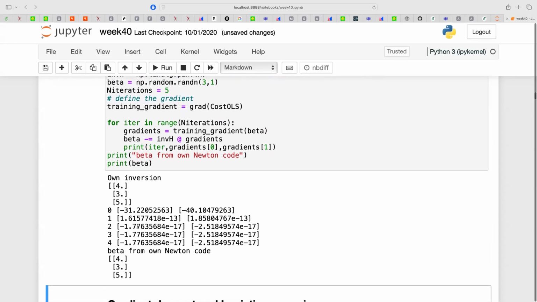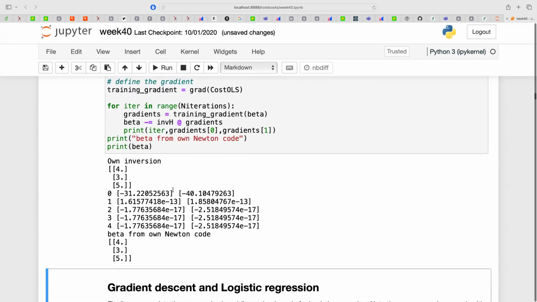what you will see now is that own inversion gives this. And these are the gradients which I have after some few iterations. And you see now that after just 1 or 2 iterations, my gradients are 10 to the minus 17, which basically means 0 in numerical precision. So I just wanted to bring up this automatic differentiation as a small teaser, because we are going to spend some time on it later today.